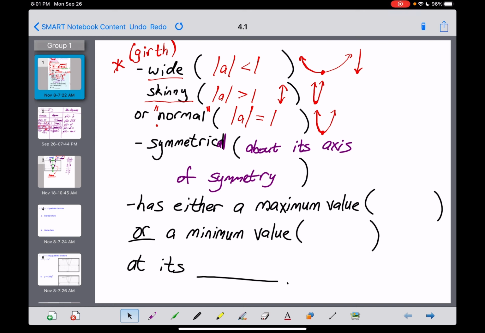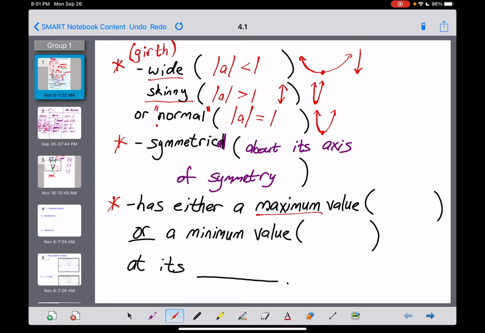Got that? And last thing we need to fill in now, every parabola. There we go. So we talked about symmetry, we talked about, and here we go, last one. Every parabola has either a maximum value or a minimum value located at its, let's think about that. Maximum, everybody.